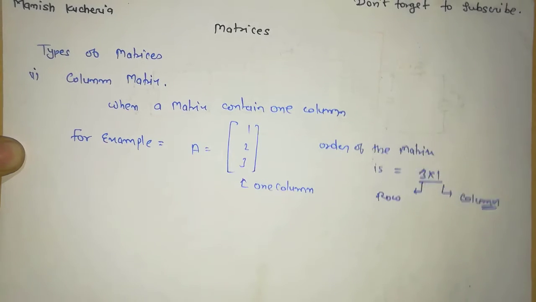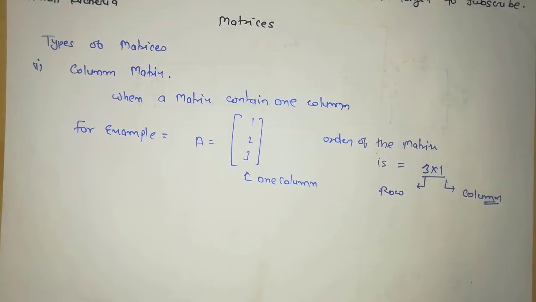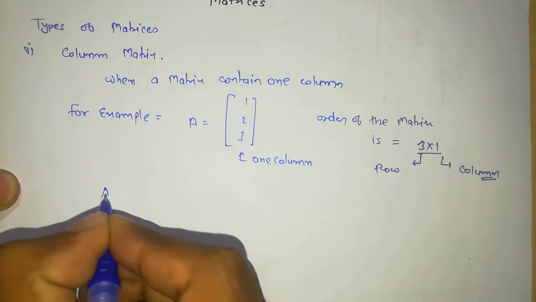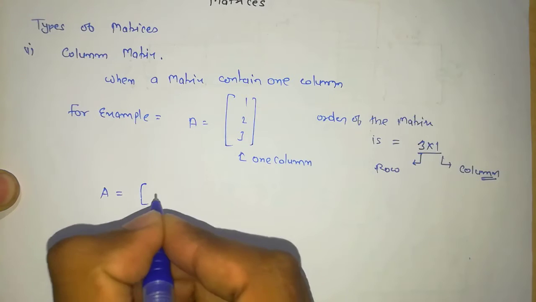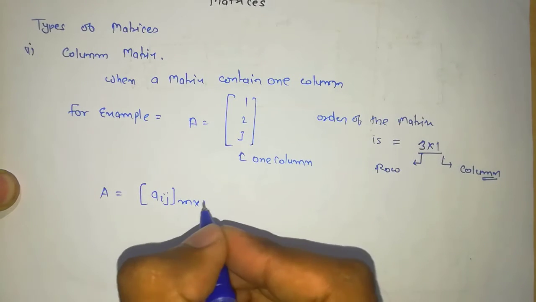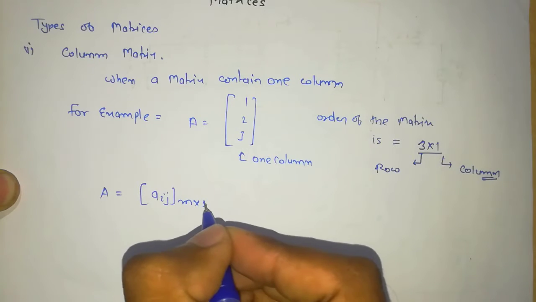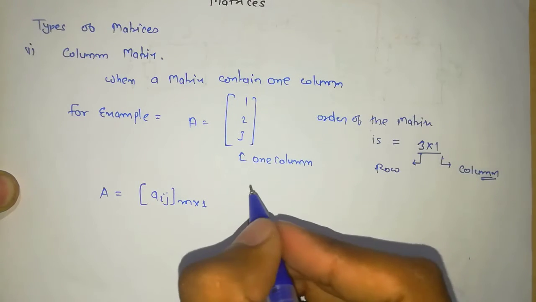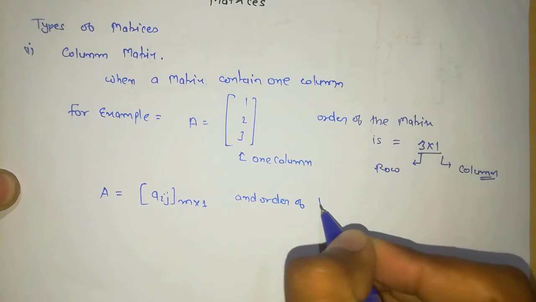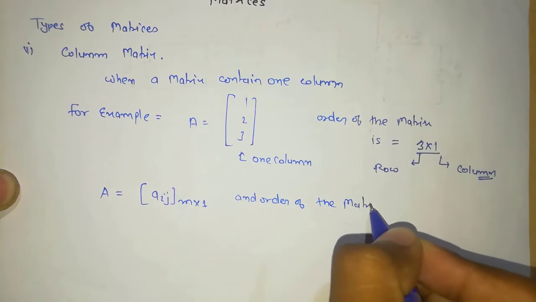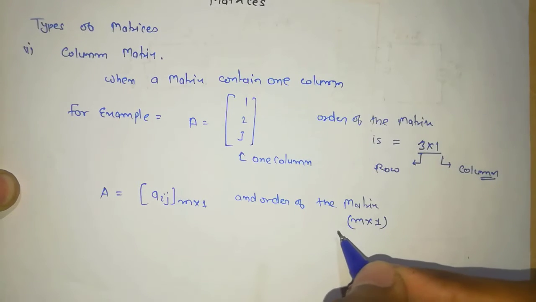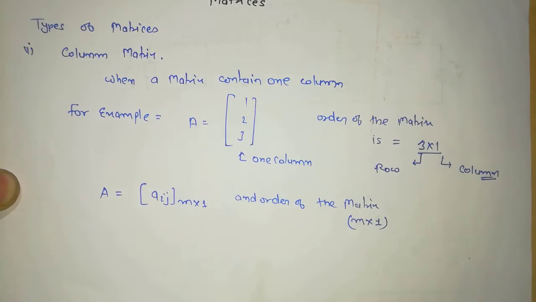In general, we represent the column matrix like this: A equals Aij, m cross 1, where 1 shows the number of columns. The order of the matrix is m cross 1, where m is the number of rows and 1 is the number of columns.